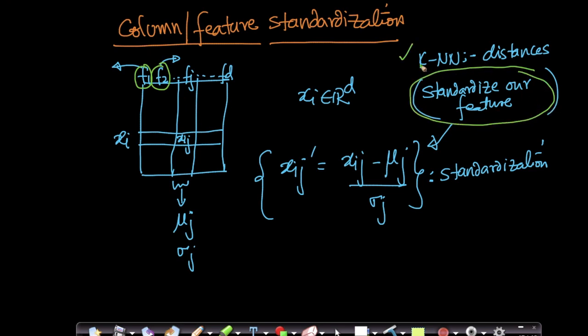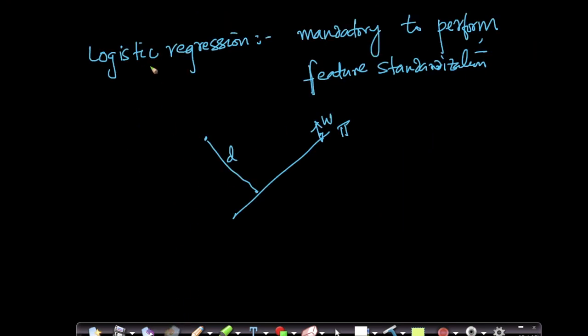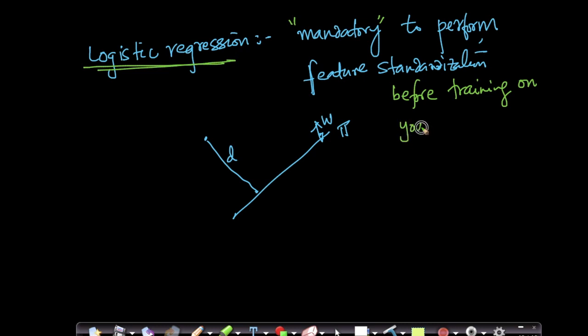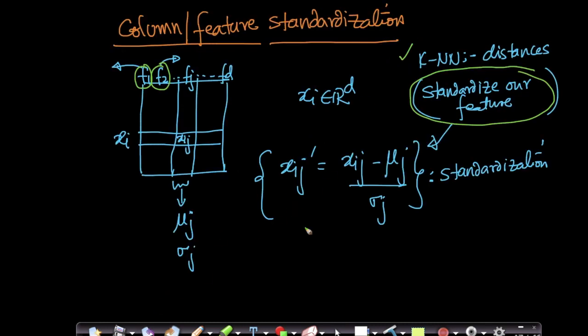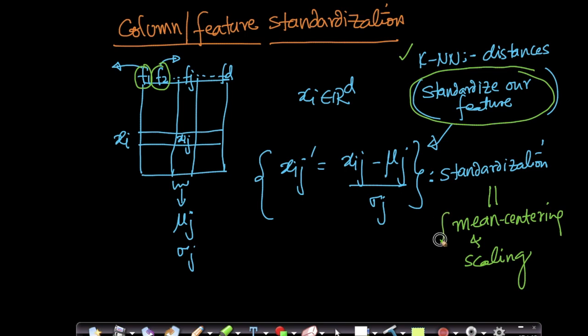We saw the example even when we were learning k-nearest neighbor. So just like k-nearest neighbor, even in logistic regression, it is mandatory to perform feature standardization before you run your model, before training on your actual data D. You need to perform feature standardization always. Oftentimes in literature, feature standardization is also called mean centering and scaling. You'll keep hearing this term a few times. Whenever somebody says mean centering and scaling, it means nothing but column standardization or feature standardization.